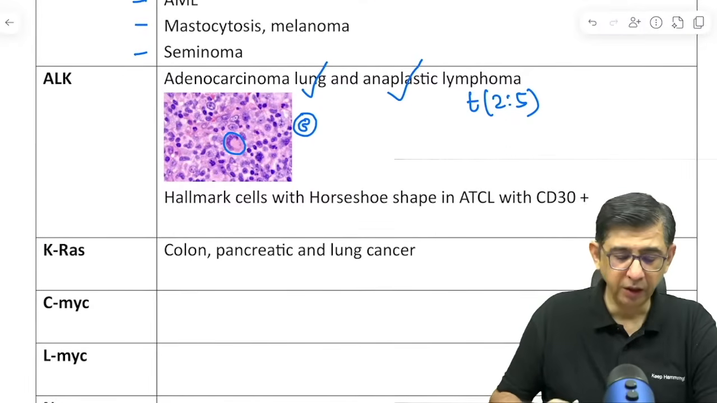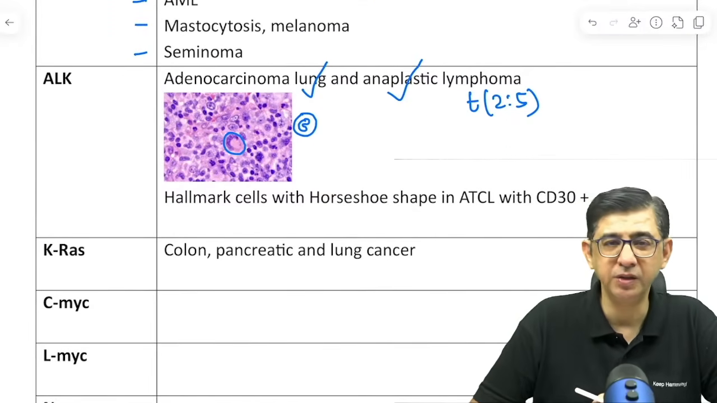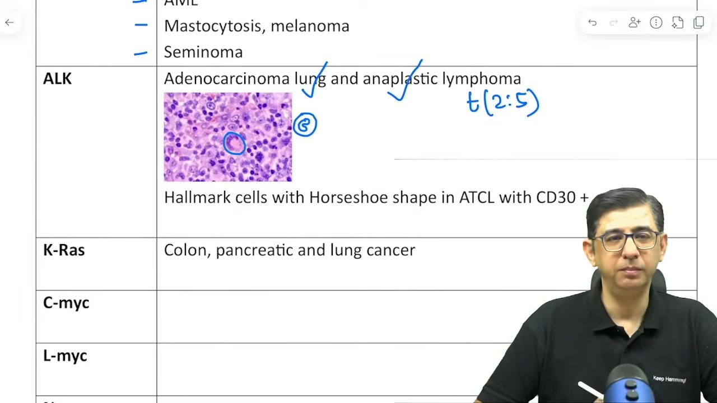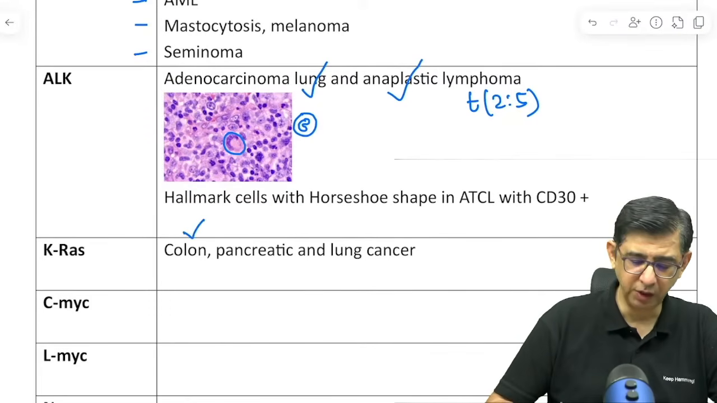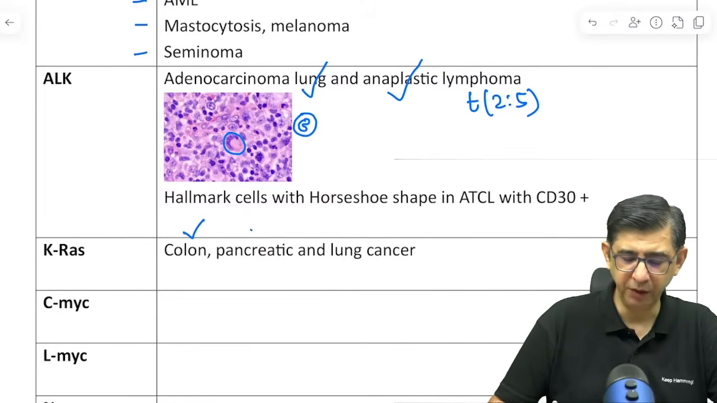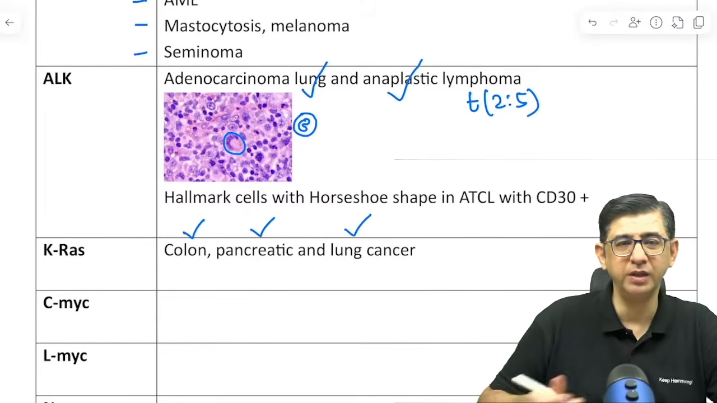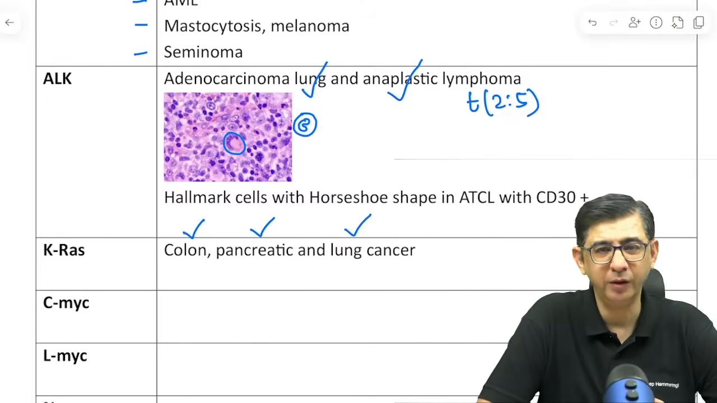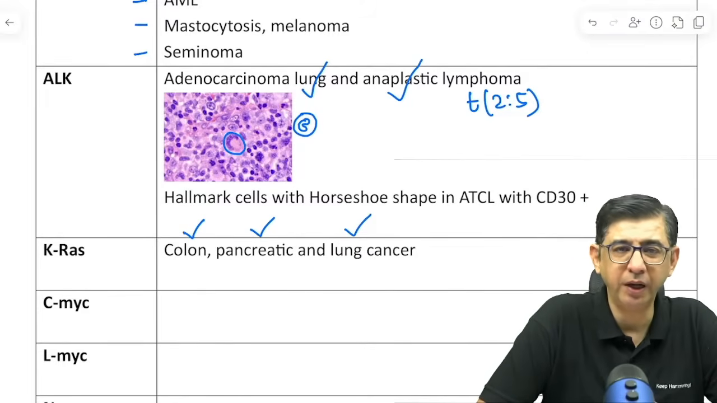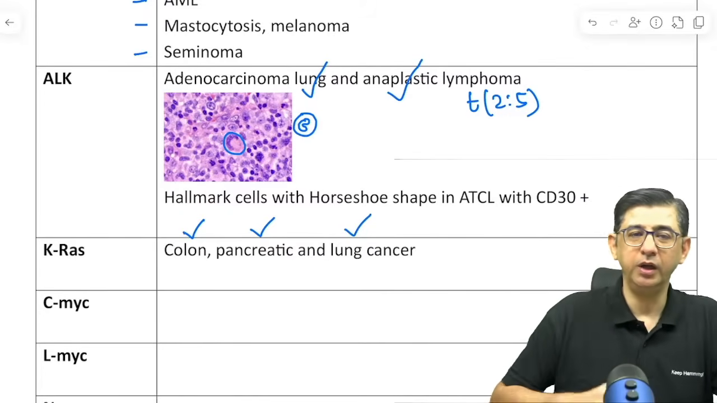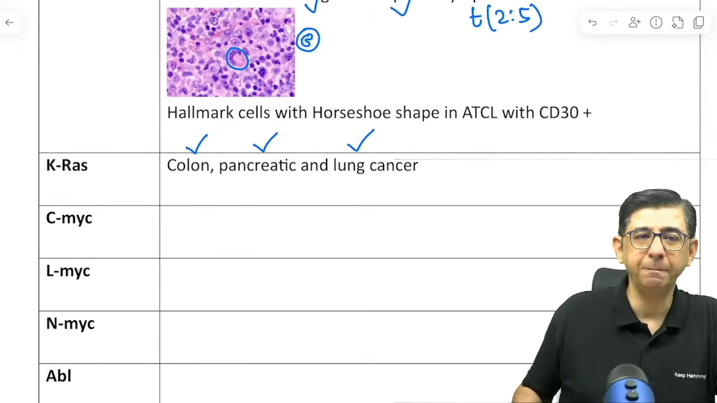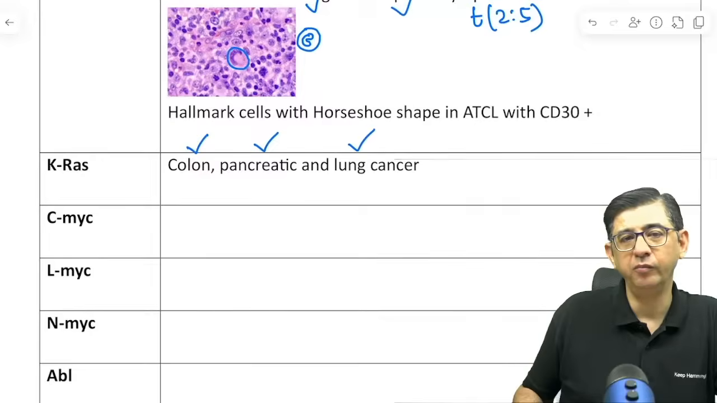Then is KRAS. KRAS comes in the following cancers: colon cancer, pancreatic cancer, and lung cancer. So K and C usually can be rhyming. These are like a couple, you can call it a couple mnemonic. So colon, pancreatic, and lung cancer is where the KRAS couple would be spending their time. Then is CMYC, LMYC, and NMYC.